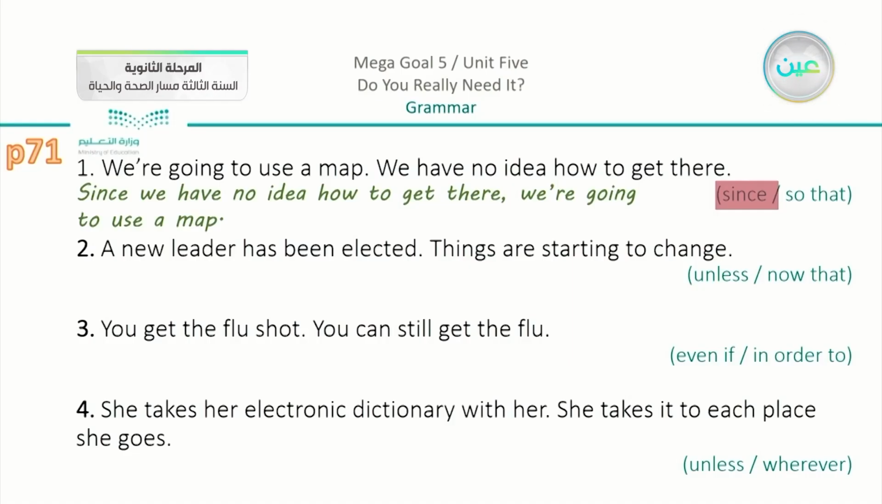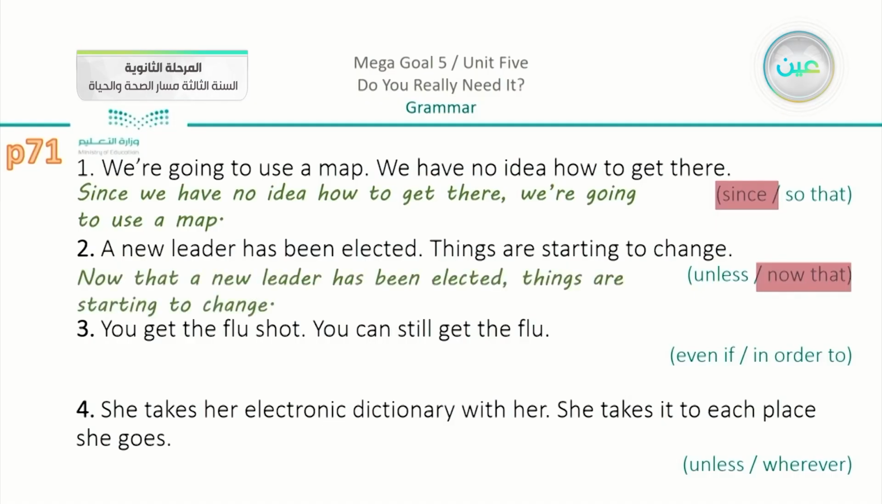We have number 2, a new leader has been elected. Things are starting to change. Now we have here unless and now that, so there is no condition. Now that is going to be the suitable conjunction here, and we are going to say, now that a new leader has been elected, comma, things are starting to change.